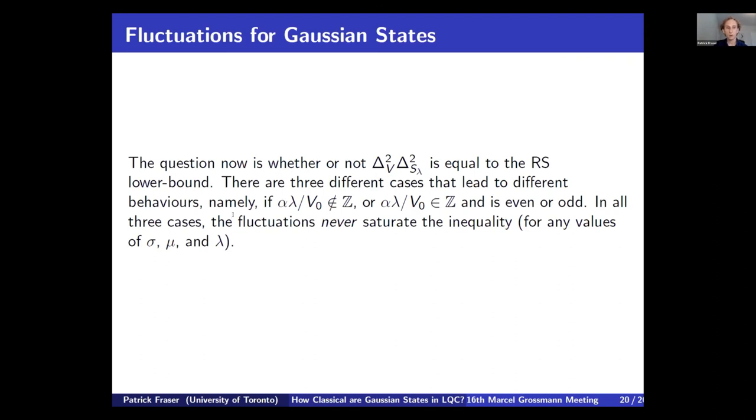In all three cases, the important result, which I haven't shown in detail here but which is in the paper, is that the fluctuations never saturate the Robertson-Schrodinger inequality. There are no values of the relevant scalable parameters, the width, the parity symmetric mean, the holonomy length, that actually minimize the uncertainty relation in any of the three cases, which I think is somewhat surprising.